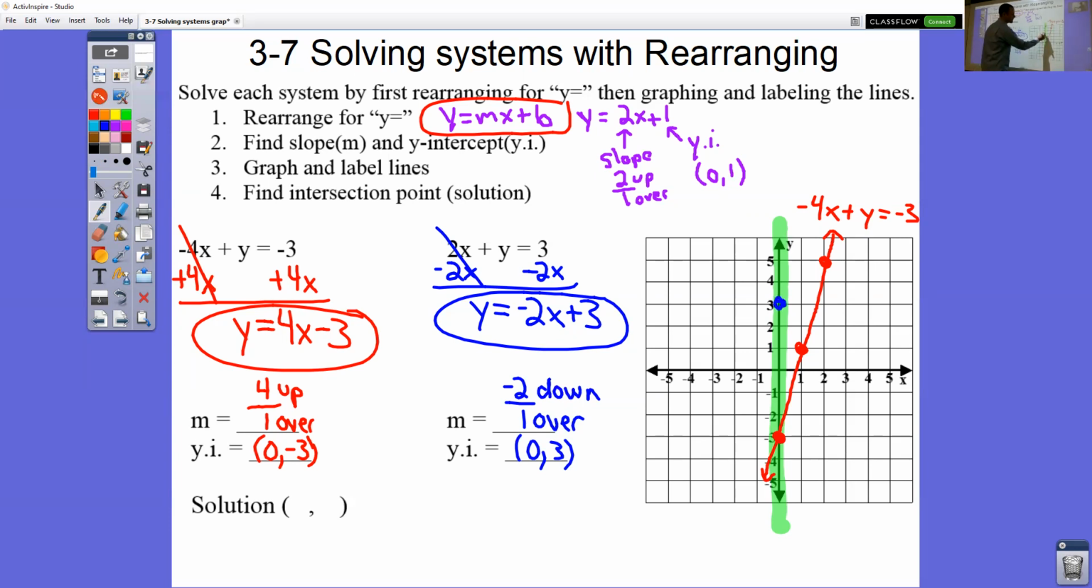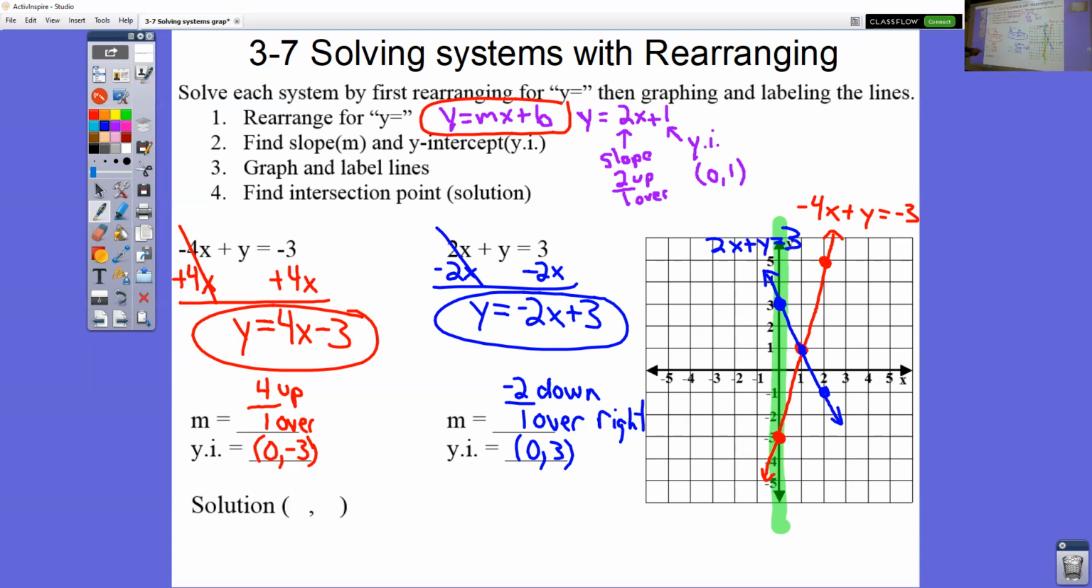So 0, comma 3 is right here. Starting from there, I need to go down 2 over 1, put a dot, down 2 over 1, put a dot. Remember, we always go over to the right. We never go over to the left, always over to the right. Connect our dots, put our arrows, and we should label our line as well.